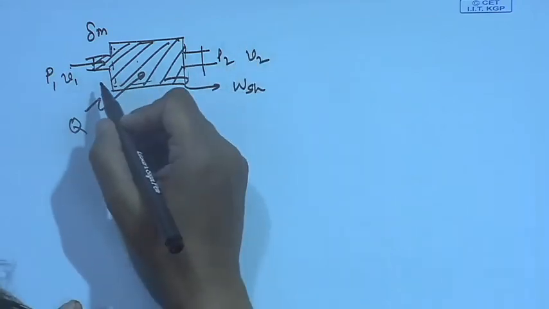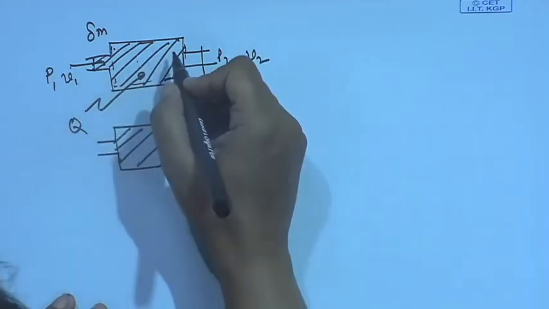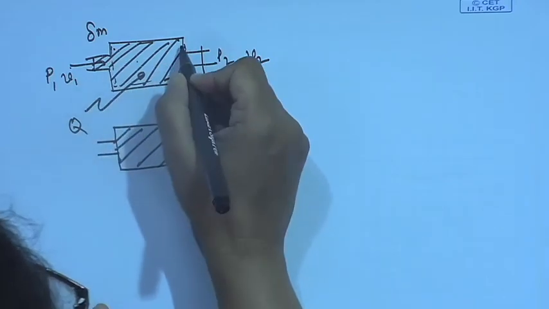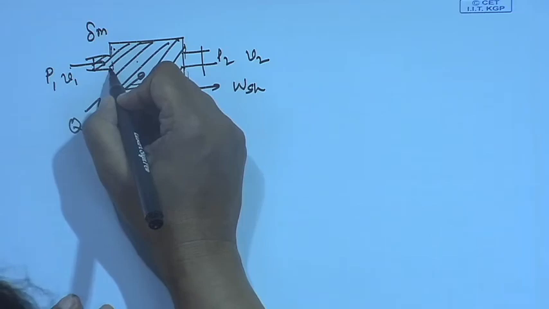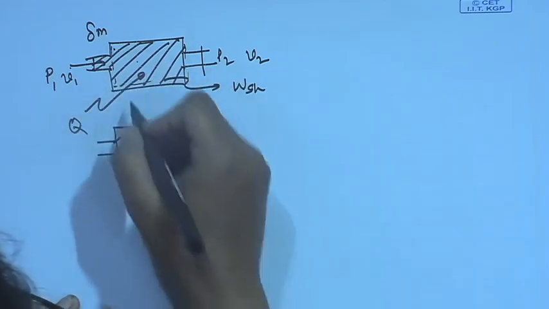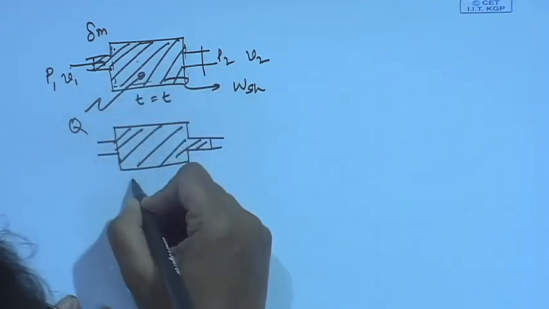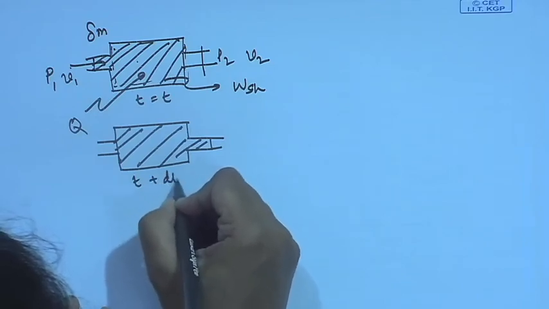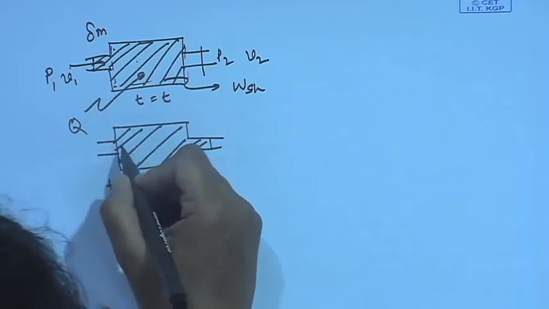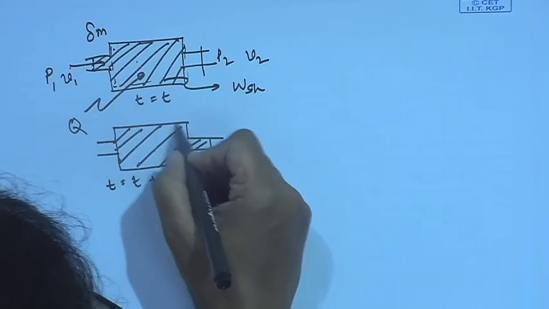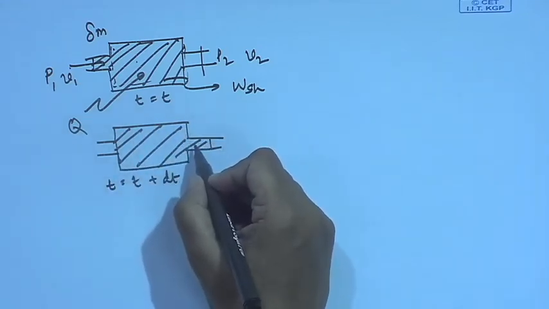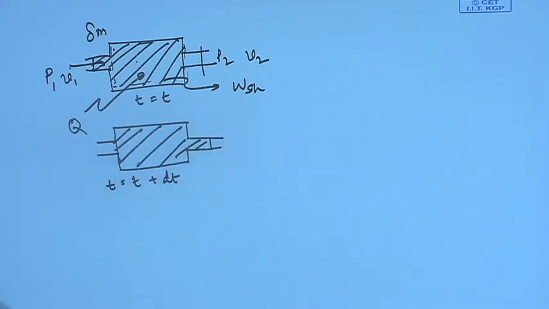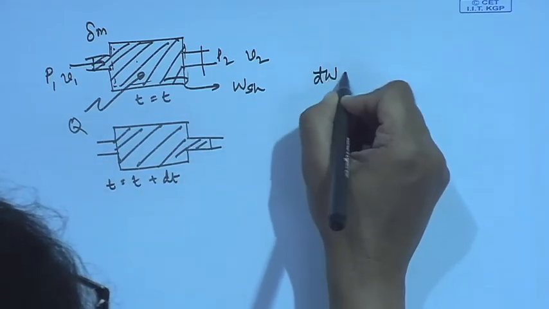So, at time t, my system comprises the entire mass here plus the delta m mass which is going to enter here, and at time t plus dt, my system comprises the mass which has already entered and the mass which has gone out during this time t plus dt. Now, in this particular case, what is my dW?